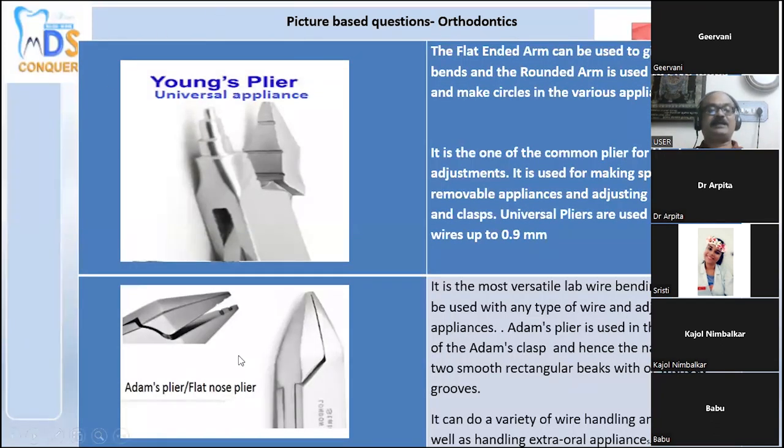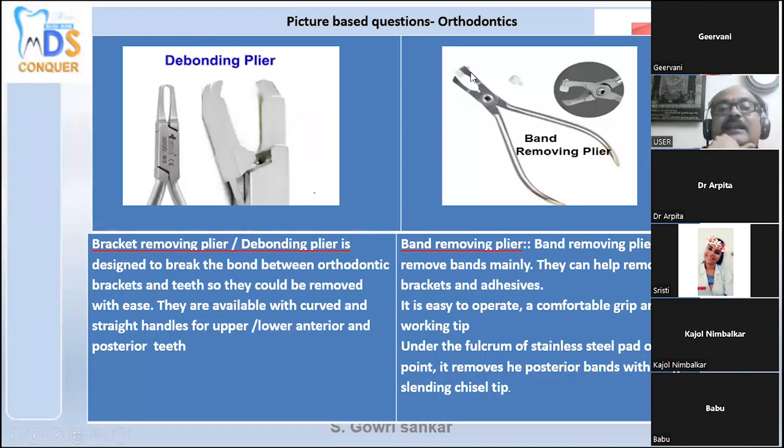So, Young's pliers and Adams pliers, you can easily identify them. So debonding pliers and debanding pliers. For debanding pliers, you can see a round rubber tip is there to remove the bands. For debonding, to remove the brackets, sharp edges at the tips may be present, pointing towards each other. This is the bracket removing plier or debonding plier. Whereas this is the band removing plier, for removal of bands. You can see the round safety tip there.